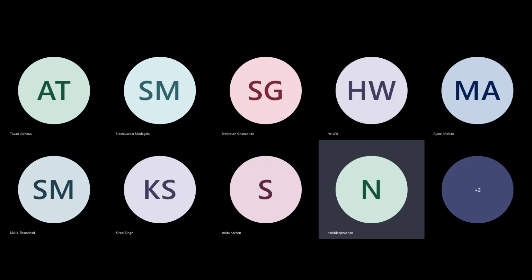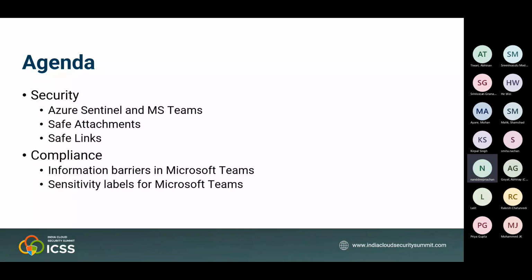ensure the security inside of Microsoft Teams. And then on the compliance side of view, we will see information barriers and then again sensitivity labels, how they play an important role to ensure the compliance for your data inside of Microsoft Teams.